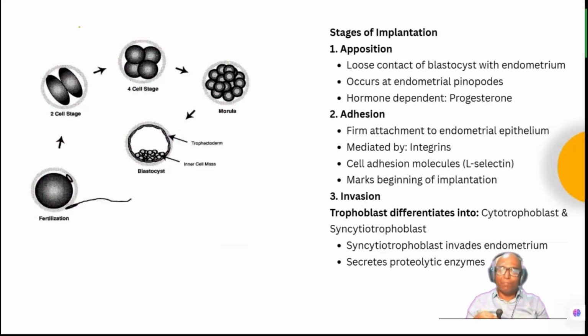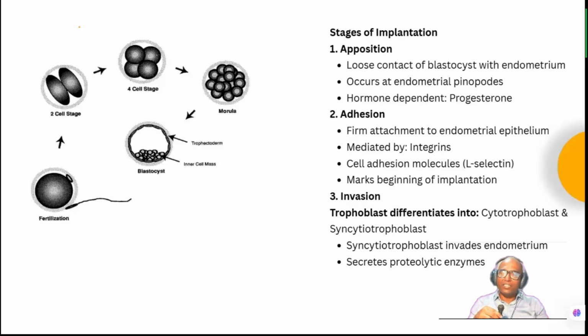Okay, so what are the stages of implantation? The first is apposition. Apposition is just the loose attachment. Okay, so apposition is the loose contact of the blastocyst with the endometrium. This occurs at endometrial pinopodes. Okay, and this is hormone dependent. The hormone which is responsible is the progesterone hormone.